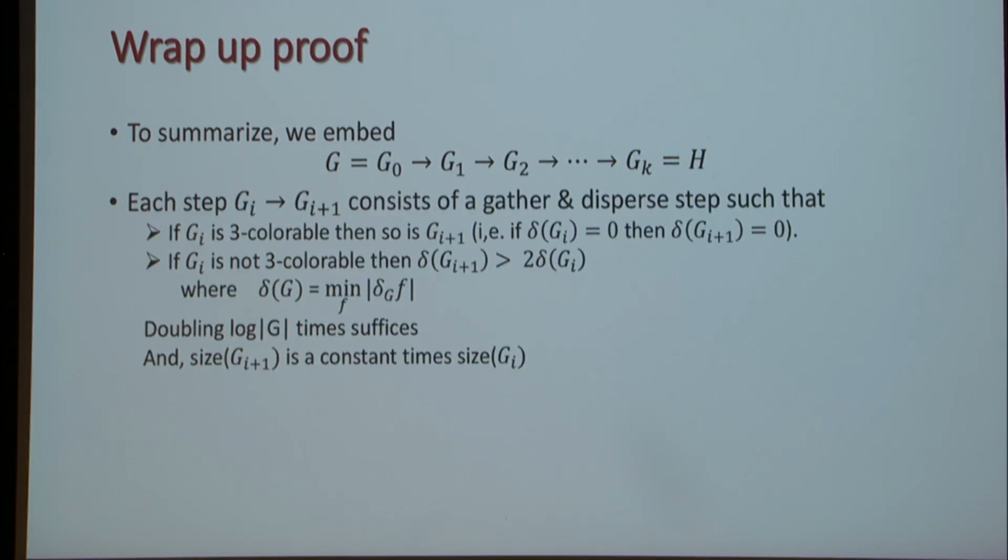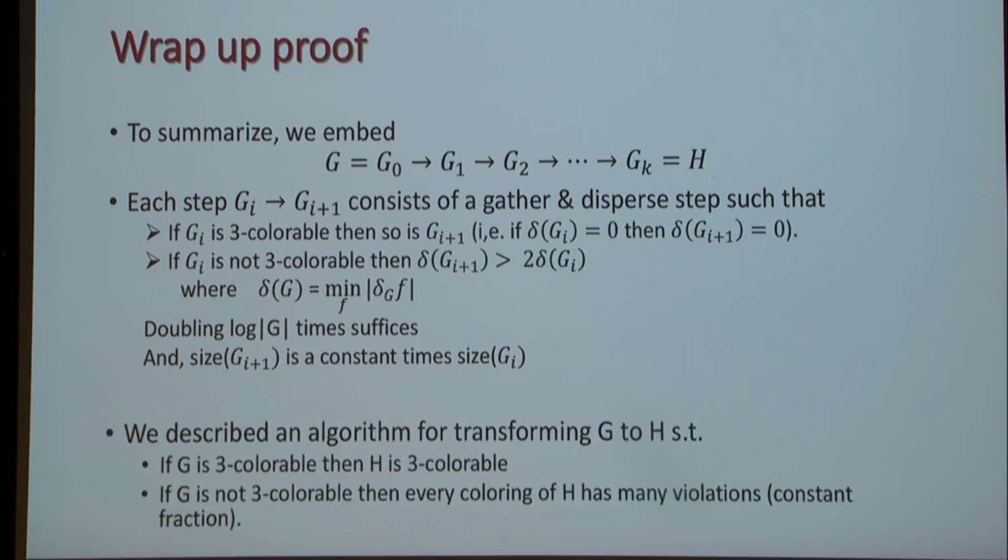So to summarize, we have this sequence of embeddings from G to G1, G2, G3, all the way up to H. Every step maintains the 3-colorability. If you started with a 3-colorable graph, you will end up with a 3-colorable graph. But if you started with something that was not 3-colorable, then the number of violations will double, which is very good. And in fact, you only need to double logarithmically many times. So you get a polynomial time algorithm that transforms G to a new graph H that also has this robustness.